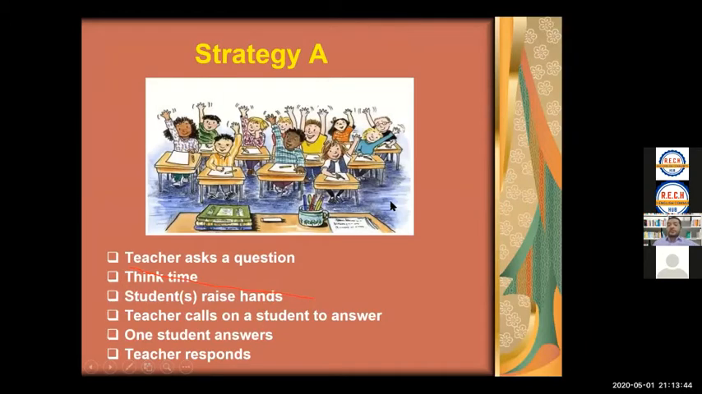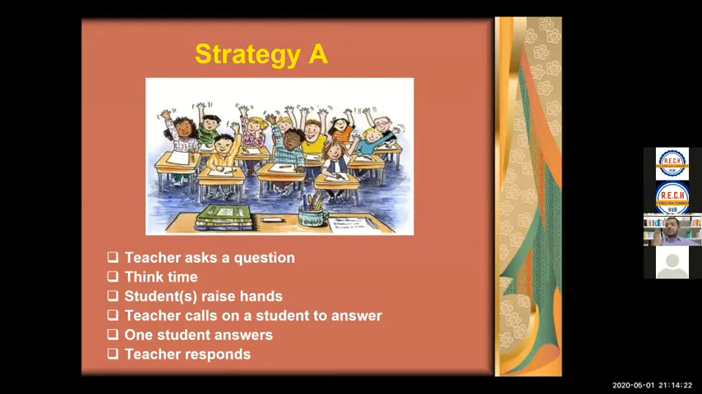Okay, now we're going to start another activity together. I'm going to show you three different forms of teaching. Strategy A, strategy B, strategy C. You have to pay attention to that. And please bear in mind, if you want to take notes, it's okay. If you want to write in the chat box, that's fine. Take notes and try to compare the three strategies and try to think which one is more powerful.